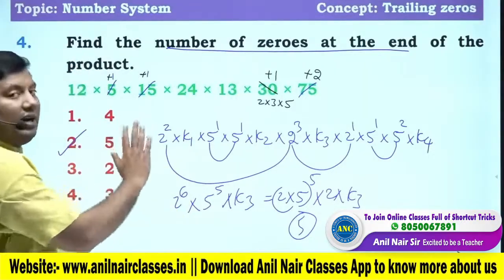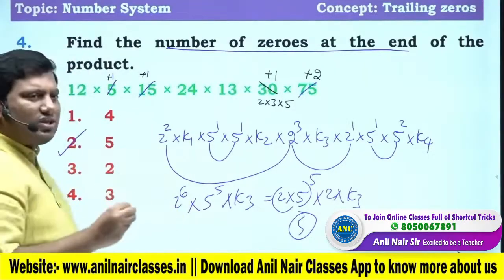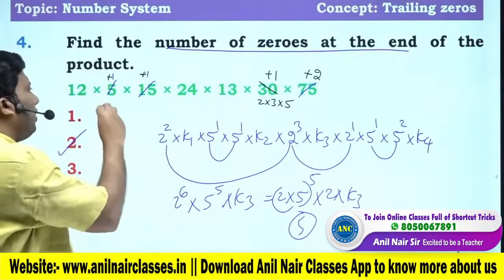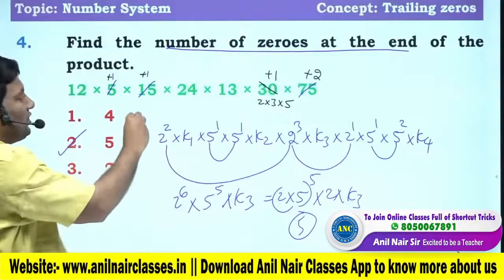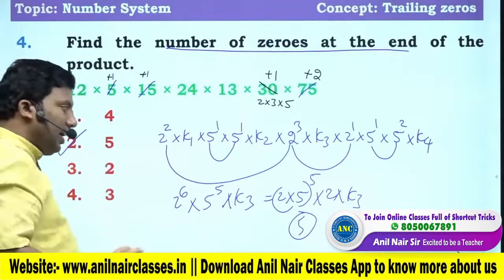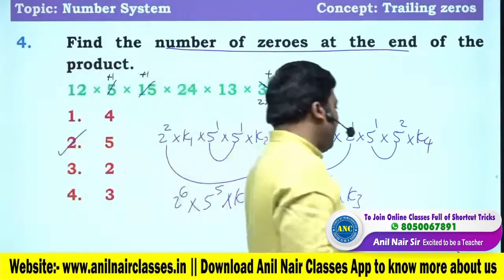I hope the idea will be clear. In these cases, please be extremely slow and do it very slowly. There are chances sometimes that we get the highest power of 2 instead. I hope the idea is clear. Next one.